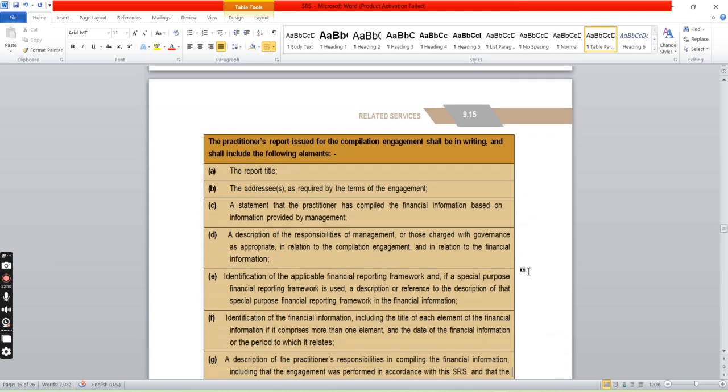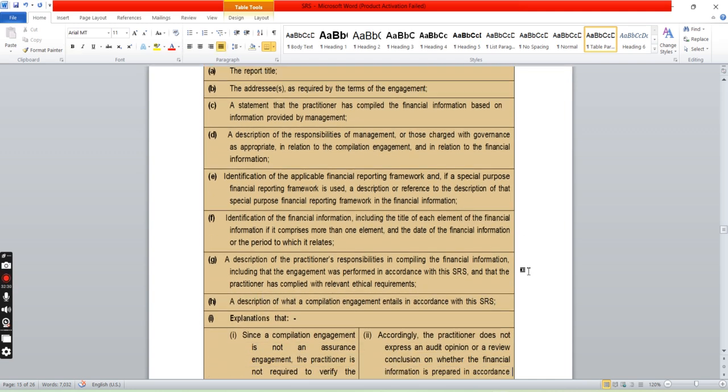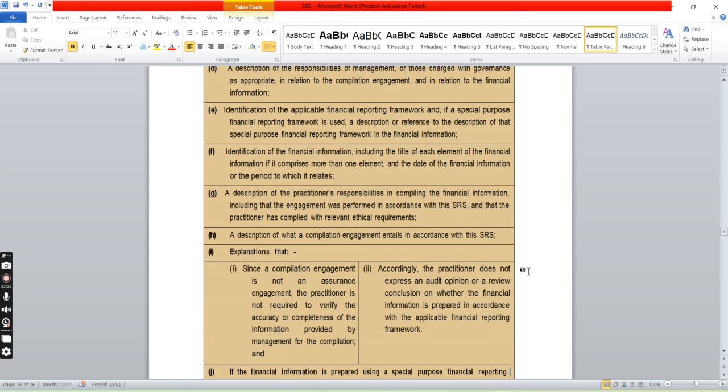उसके बाद आप identify कीजिए what will be the applicable FRF. If a special purpose framework is used, a description or reference to the description of that special purpose financial reporting framework. Identification of financial information including the titles of each element of financial information if it comprises more than one element, the date of financial information and the period to which it relates.